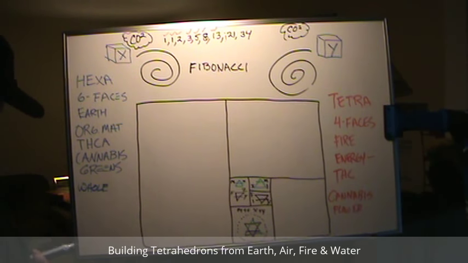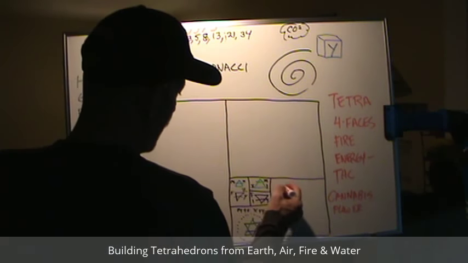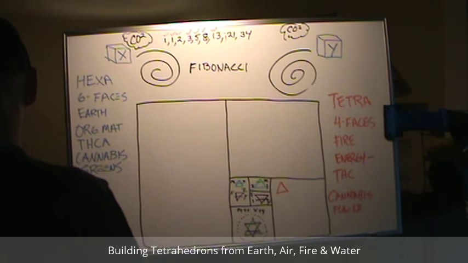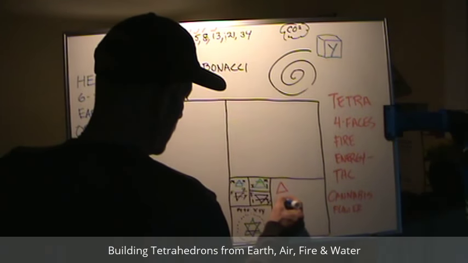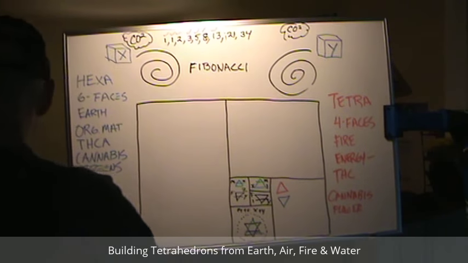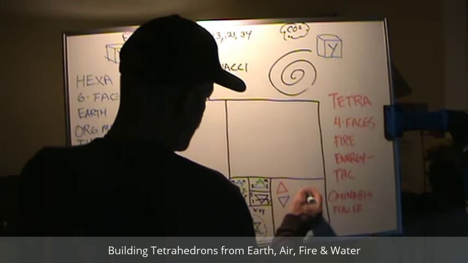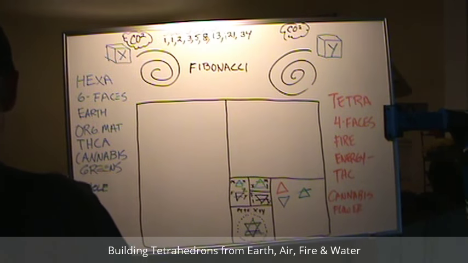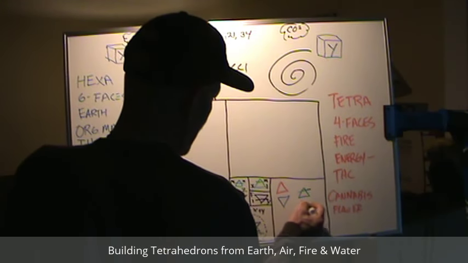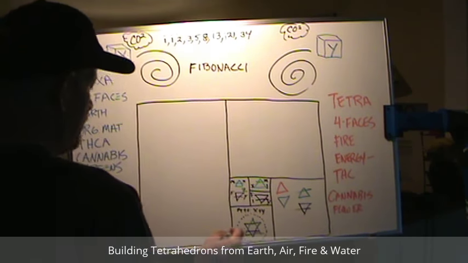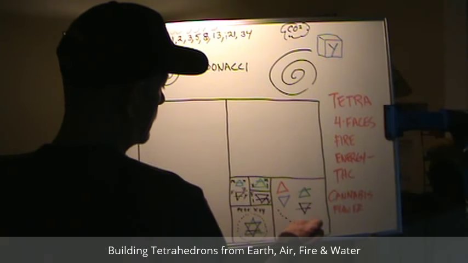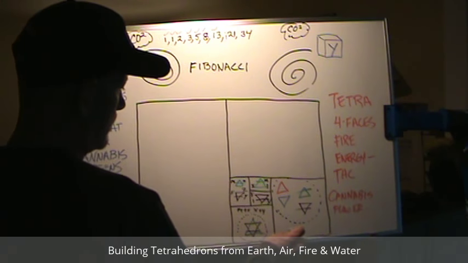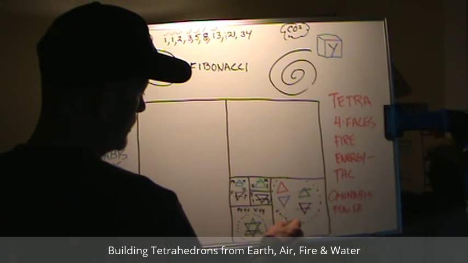next we bring in fire. Water. Along with our Earth. Air. And this becomes the three-dimensional star-tetrahedron.